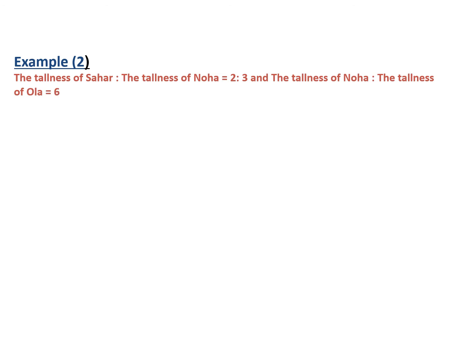Example 2. The tallness of Sahar to Noha is 2 to 3, and between Noha to Ola is 6 to 5. Find the ratio between Sahar to Noha to Ola. The same way: we write Sahar to Noha to Ola. Then the first line consists of Sahar to Noha, and the second line will be Noha to Ola. In the same arrangement, we put the number down under each name.